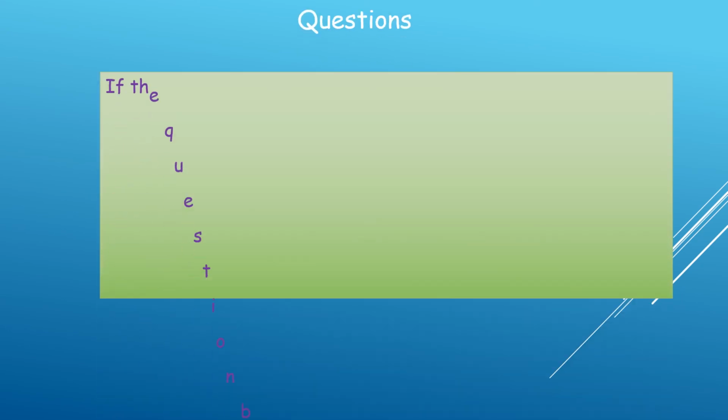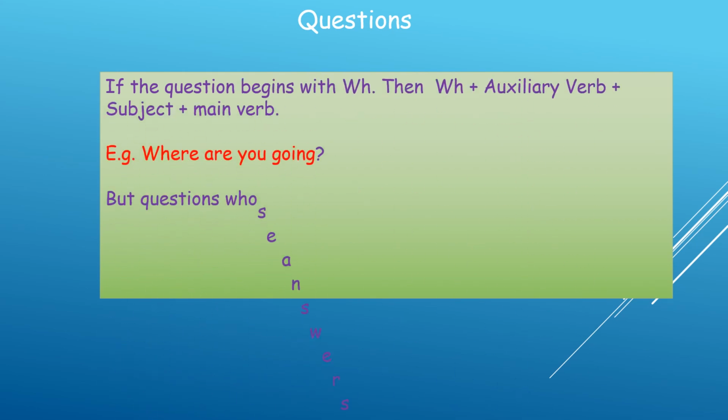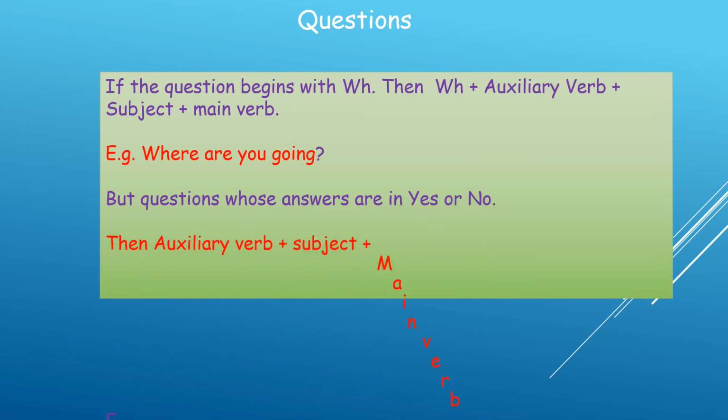Now let us understand, if it is a question, in which way it is arranged in a sentence. If the question begins with WH, what is this WH, children? The questions beginning with WH are which, where, whom, when, why. These are all beginning with WH. So if the question begins with WH, then WH plus auxiliary verb plus subject plus main verb. So this is the format of writing a WH question. So first WH, then auxiliary verb, then the subject, then the main verb.